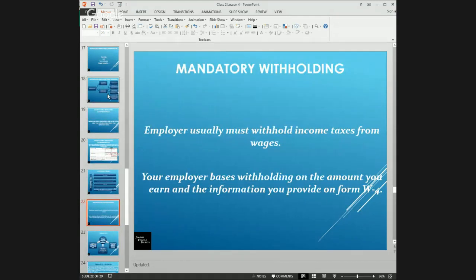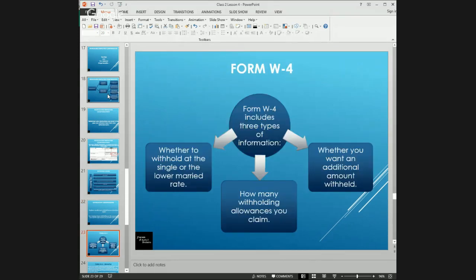Mandatory withholding usually happens when we're talking about wages. Your employer would base the withholdings on the amount that you earn and the information that you provide to them on a Form W-4. The Form W-4 includes 3 types of information. First, what is your filing status, whether you're single or married? Second, how many withholding allowances can you have? And withholding allowances, you can count by the number of dependents that you're going to be claiming.